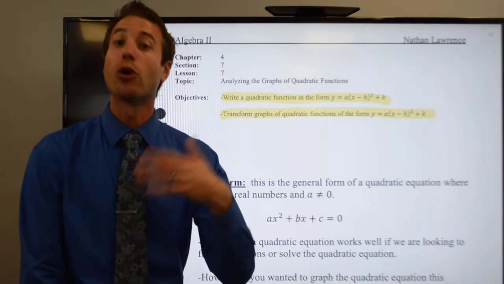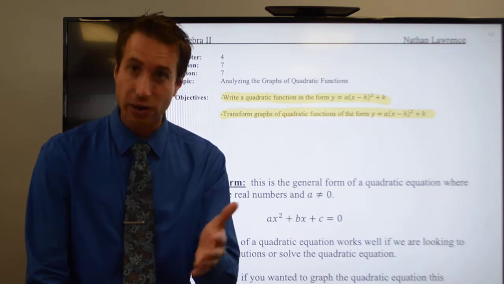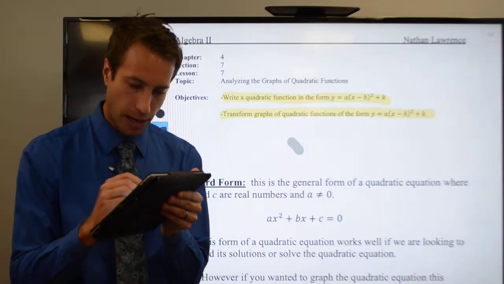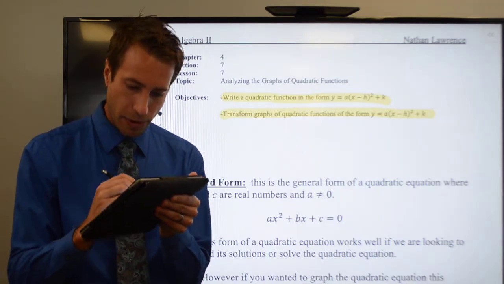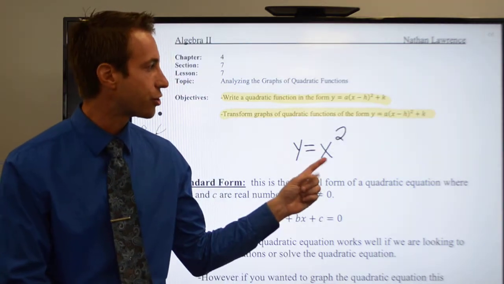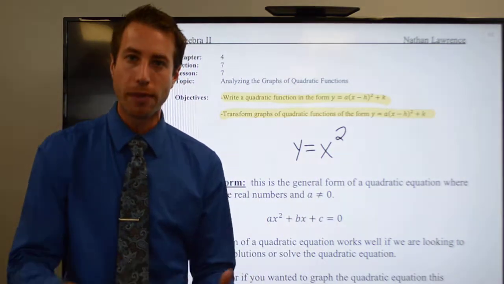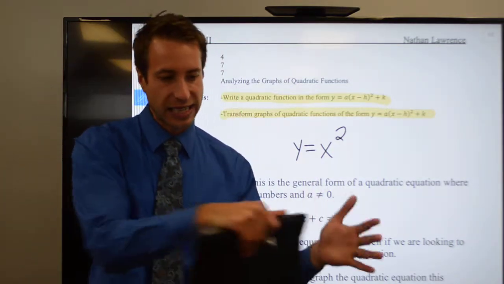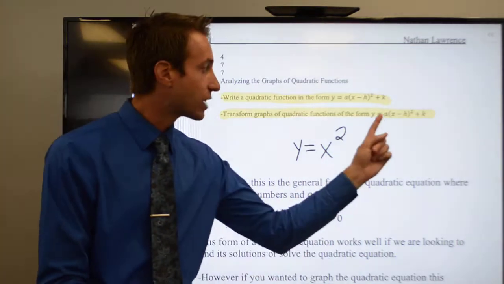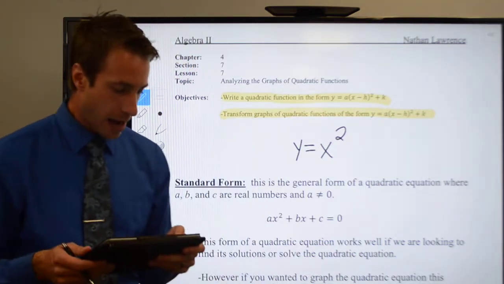By knowing what your a, your h, and your k are, you should be able to transform the parent function, which for quadratics, you'll remember, is y equals x squared. So this is the parent function for quadratics, and what we do to the parent function is transform it by shifting it up or down, moving it left or right, and doing dilations or reflections, and that's what a, h, and k do to the parent function. So let's jump right into these, and here's where we're going to start.